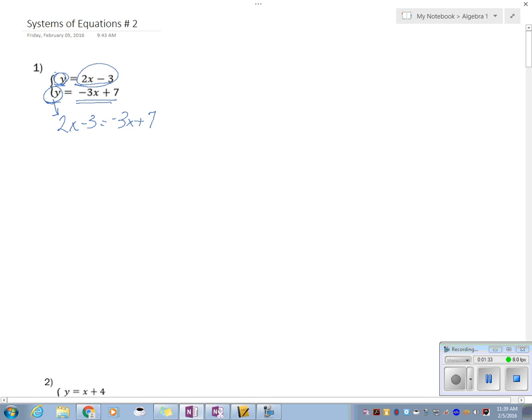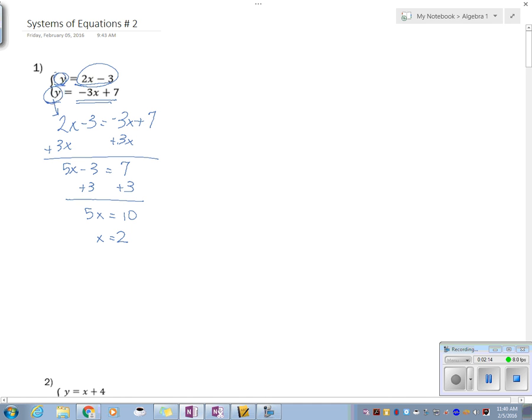So I can use what we did in the first quarter, solving equations, to find x. Okay, after I find x, I have to turn around and find y because the answer to the system of equations is an ordered pair. Okay? So I'm going to add 3x to both sides of the equal sign, and you get 5x minus 3 equals, this is 0, so that's equal to 7. Add 3 to both sides of the equal sign, and you get 5x equals 10, divide by 5, and x equals 2.